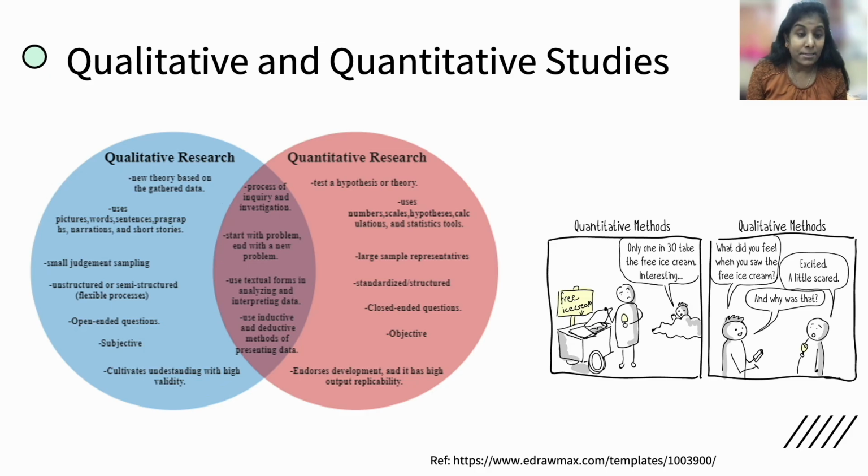And it ends up cultivating understanding with high validity. While quantitative research tests the hypothesis or theory. It uses more numbers and, as I said, more advanced stats. It needs a decent sample size, enough to answer and justify the findings. Hence, more close-ended questions are involved, more numbers are collected, and it has to be more objective. Hence, it will endorse and allow replication of the study. So RCTs and all of those things fall under this quantitative kind of research.